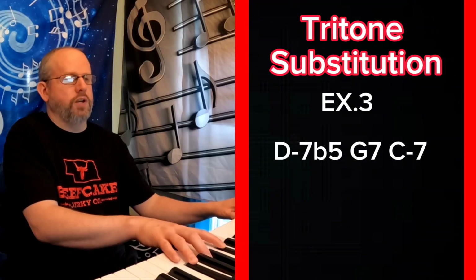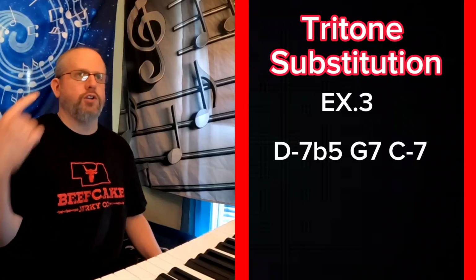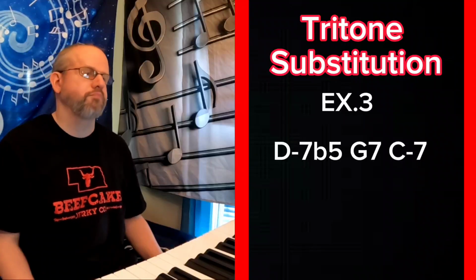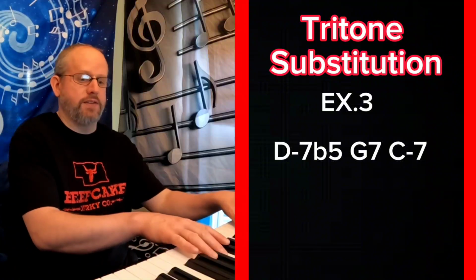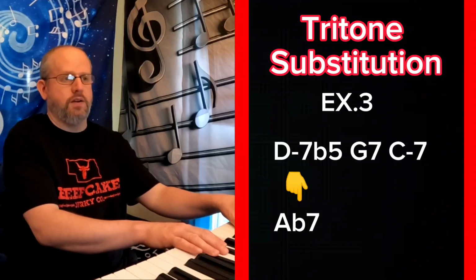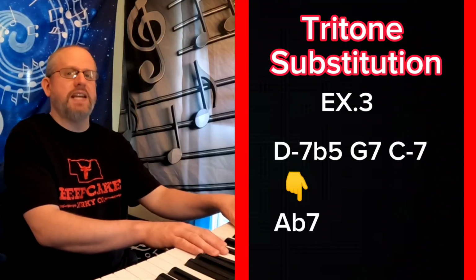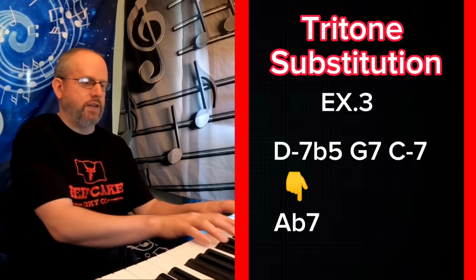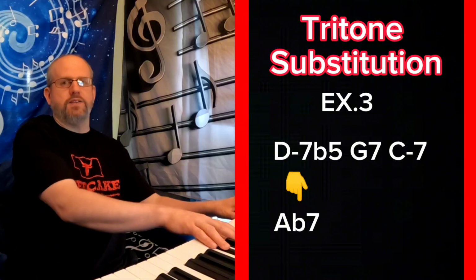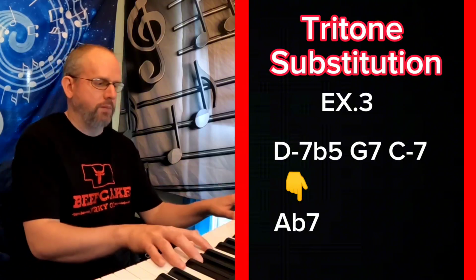All right, what we're gonna do is replace that D minor 7 flat 5 with the chord a tritone away, hence the name, and we're pulling the A flat 7, which sounds like this. All right, and that's going to resolve yet again down by a chromatic half step to G7, and then finally back to the C minor 7. So let's do that a couple times.